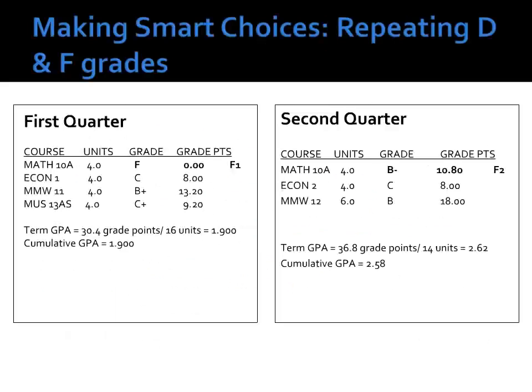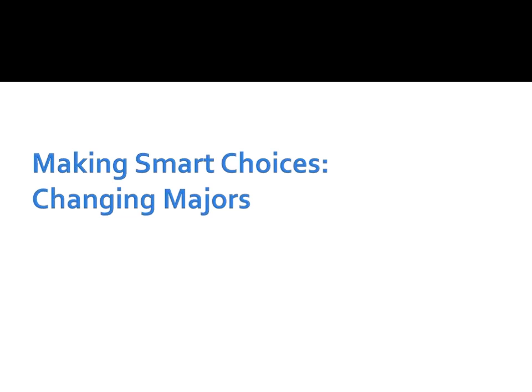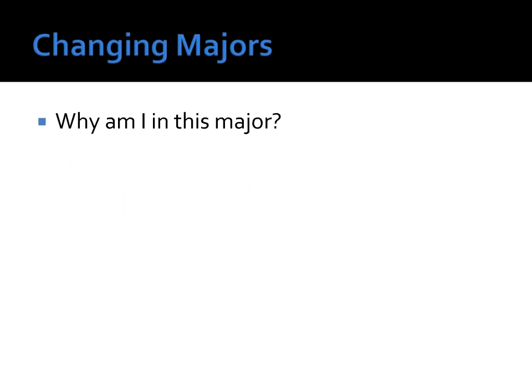Here's what the repeat will look like on your academic history. You'll see that the F from your first quarter still appears on your record, but is replaced completely in your GPA by the B-. And as a result, the quarter and cumulative GPA are above 2.0, placing you on good academic standing. As we mentioned, you'll want to repeat a course if you are continuing in that major. What if last quarter made you realize that this major isn't right for you? Now we'll talk about changing majors.